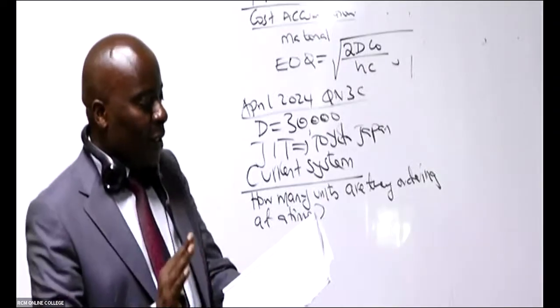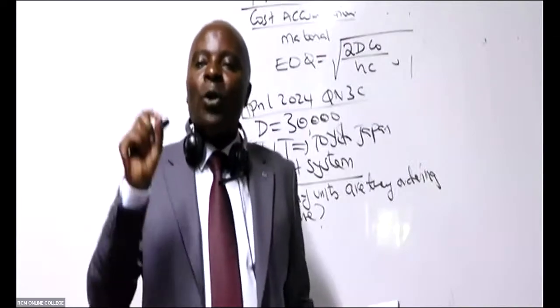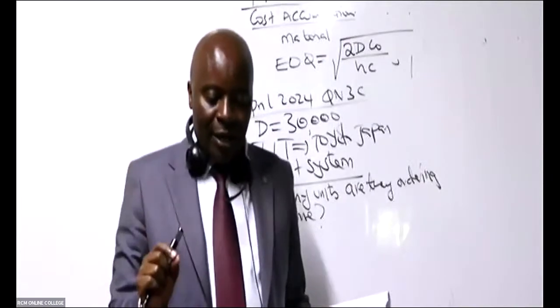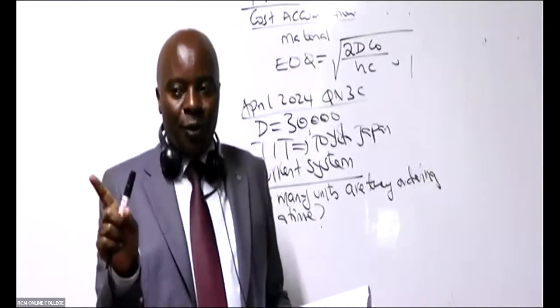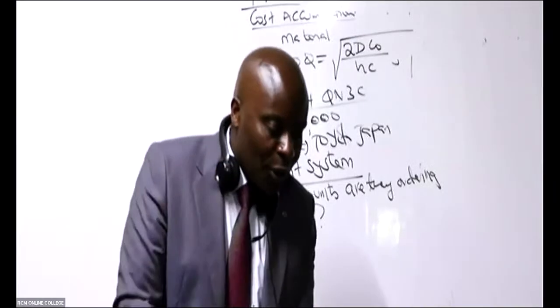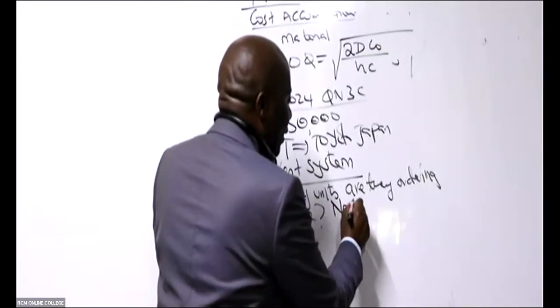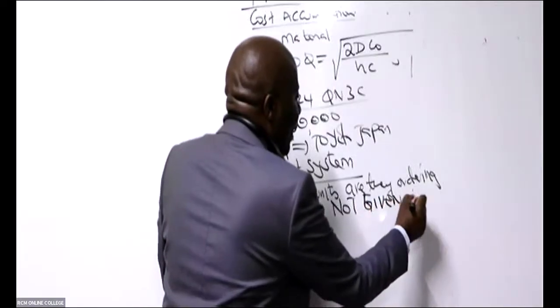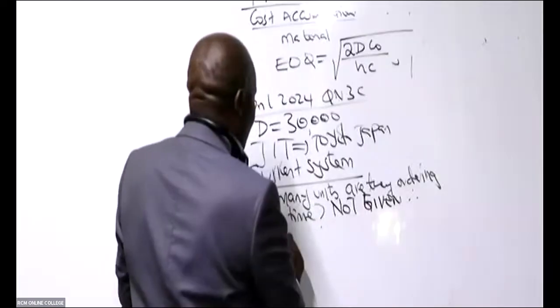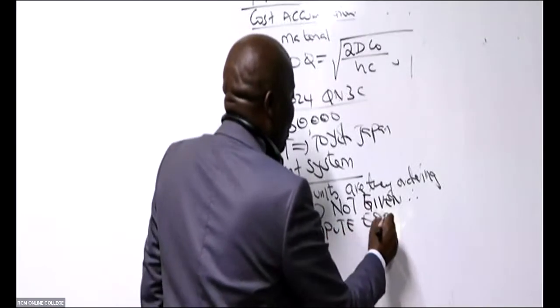How about, ladies and gentlemen, the current system? For the current system, the reorder quantity has not been given. When the reorder quantity is not given, you always compute EOQ. So in this case this is not given, and therefore we shall compute EOQ. You can just have brief notes: not given, and therefore we shall compute EOQ.